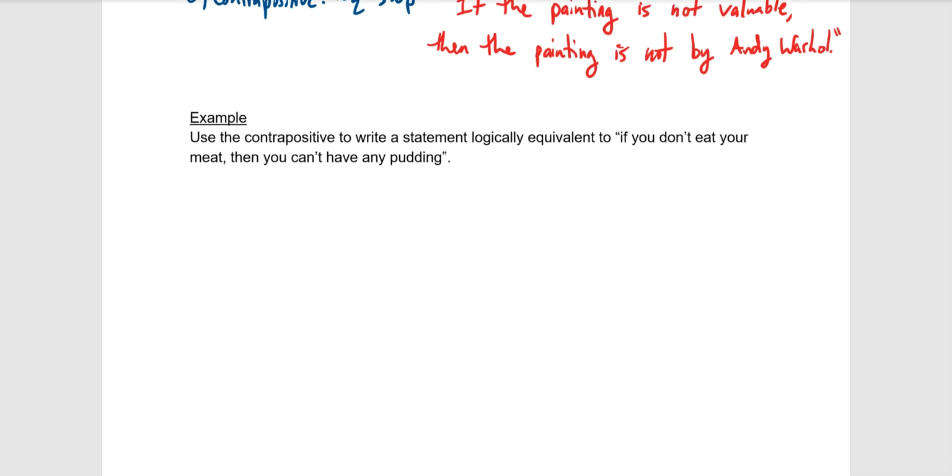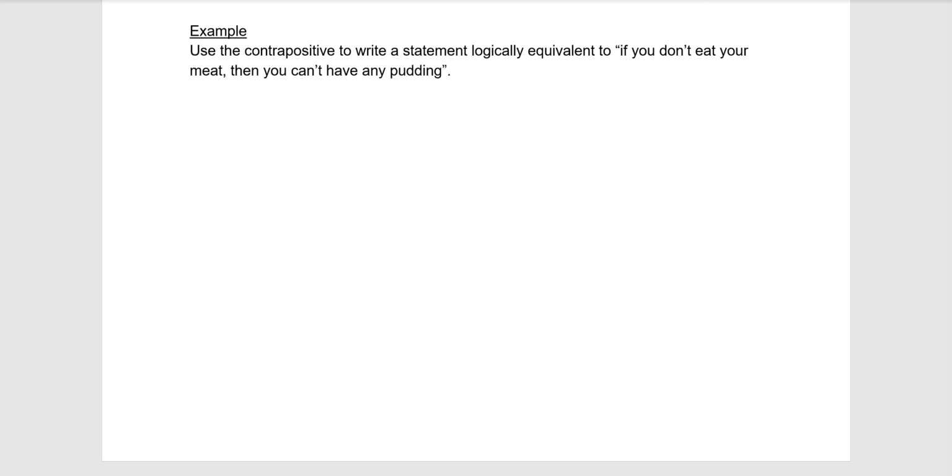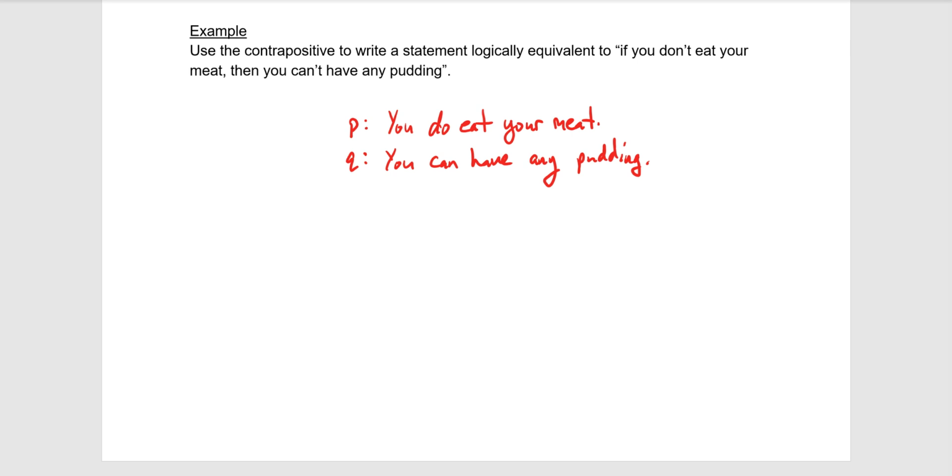Okay, let's do one more example here. Let's use the contrapositive to write a statement logically equivalent to if you don't eat your meat, then you can't have any pudding. So let's write statement P and statement Q. Statement P is you do eat your meat, and statement Q is you can have any pudding. So ignoring the negations, in the example, this would be written as if not P, then not Q.